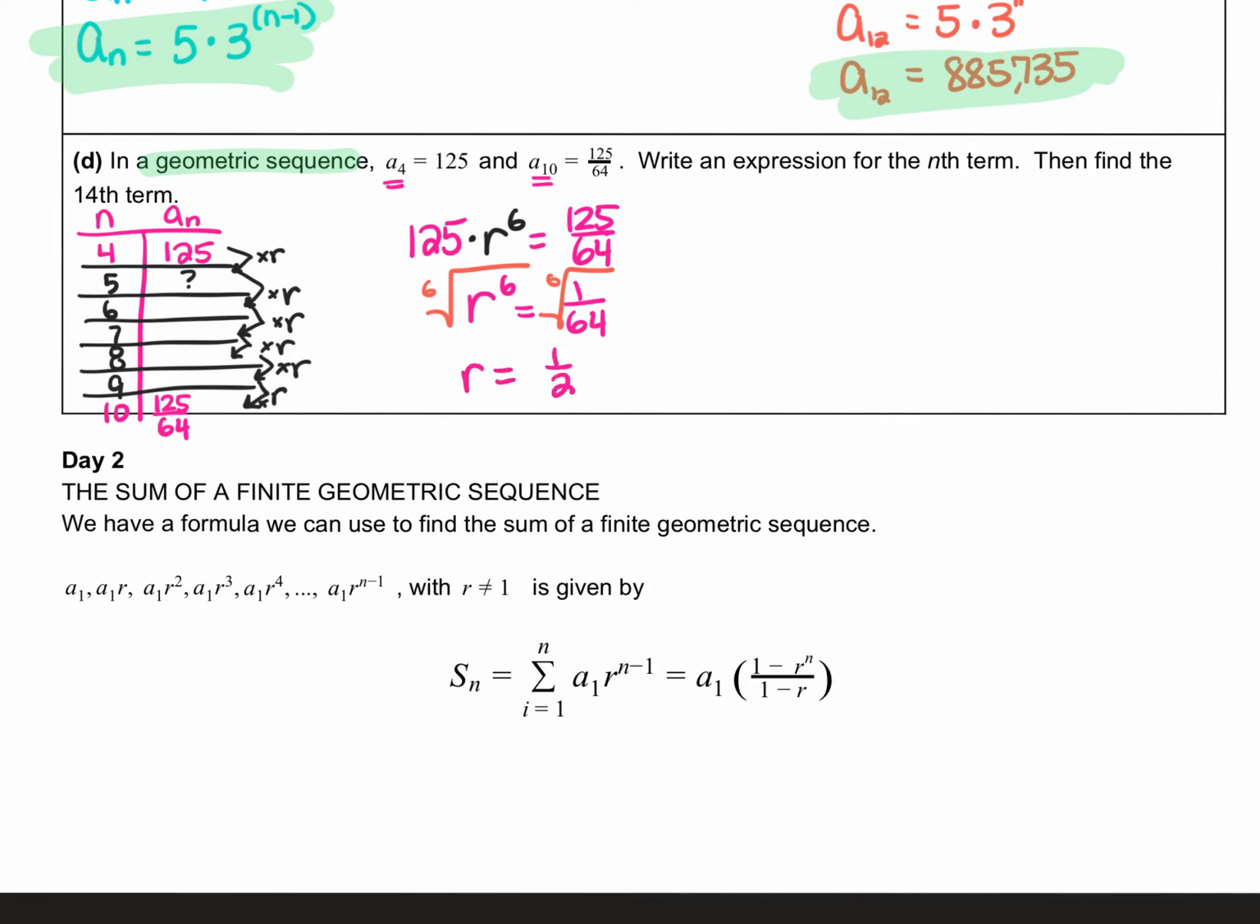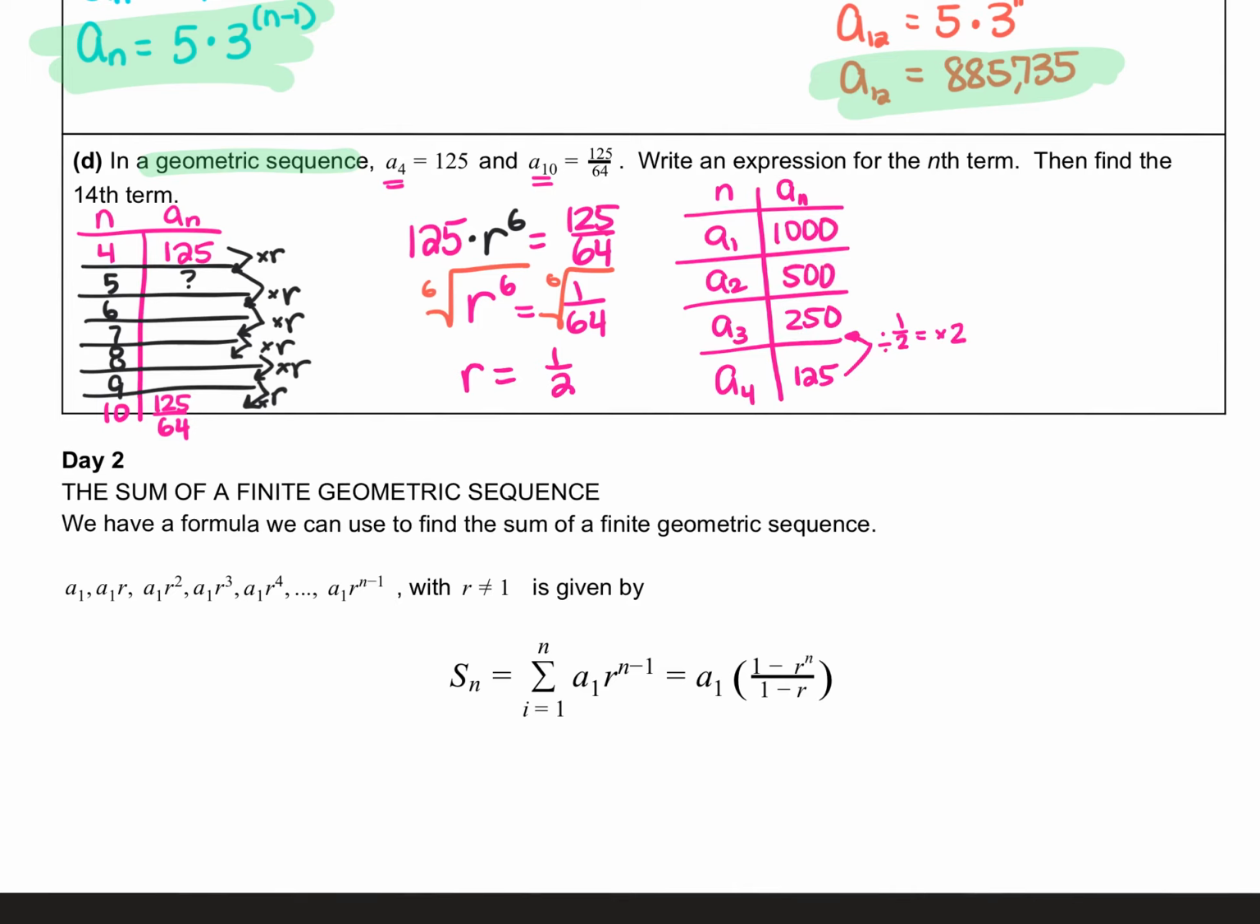All right, now we've got to figure out what the first term is. I'm going to work this backwards. You could do this a bunch of different ways. I'm just going to show you one method here. Kind of going backwards in my table, I know that the 4th term was 125. So I'm going to work backwards to figure out what the first term is. Working backwards means instead of multiplying by 1/2, I'm going to divide by 1/2, which, guys, is the same as multiplying by the reciprocal, 2. That's going to give me 250, then 500, then 1,000. So now I know my first term is 1,000.